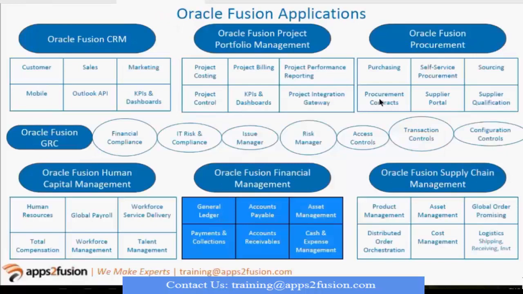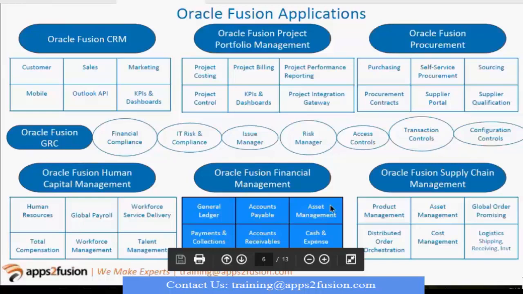All these together were known as Fusion application, or the on-premise version was known as Fusion application. Now we call it ERP Cloud or HCM Cloud. So in this application landscape, what all offerings are available at the moment? You have the CRM side, customer sales, marketing, all those things. We are mainly interested in Financials Management, and it includes GL, AP, fixed assets, collections and payments, receivables, cash and expense management.